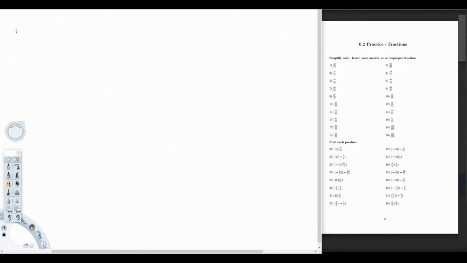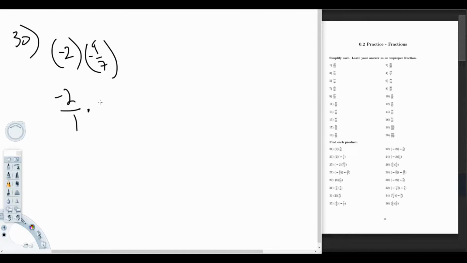30. Negative 2, negative 9 over 7, negative 2 over 1 multiplied by negative 9 over 7 equals. Now take a look at what I'm doing here. Two negatives, I'm going to get a positive. So I'm going to multiply these two. Negative 2 times negative 9 equals 18 over 7. That's the answer. Can't reduce it anymore.